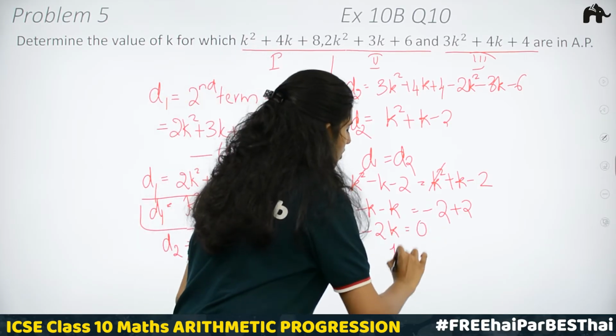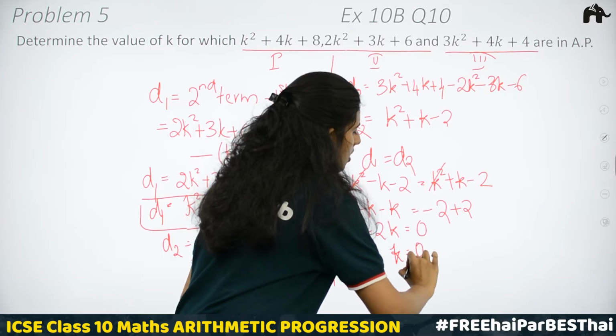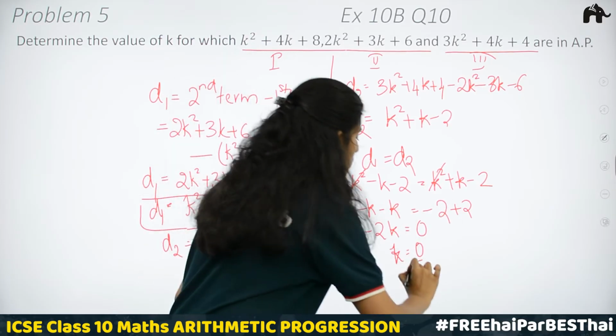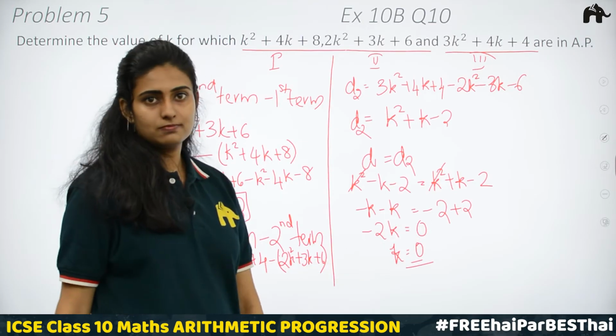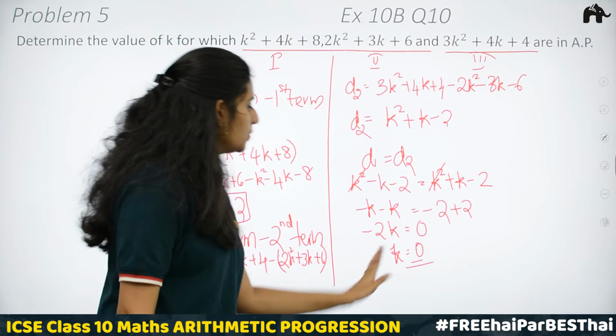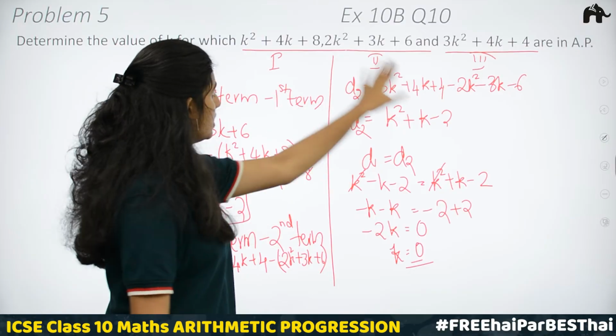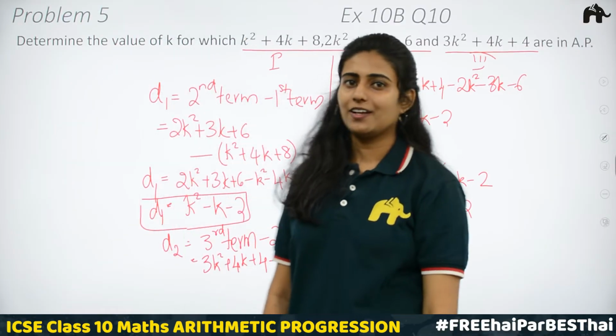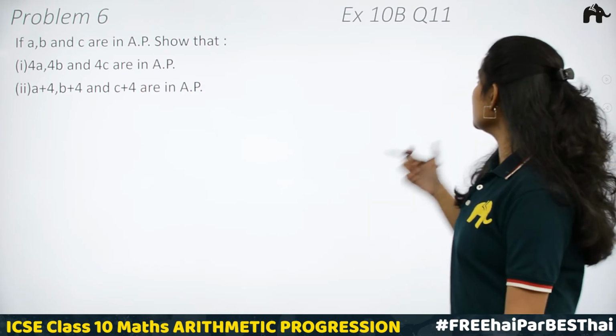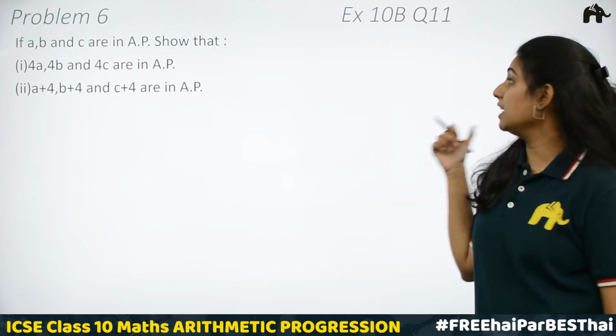Then what is the value of k? K is equal to 0 divided by minus 2, which is equal to 0. 0 by minus 2 is 0. Got it? When you put the value of k equal to 0 here, we will get these terms in AP. Fine. Next, problem 6, question 11 of exercise 10B.